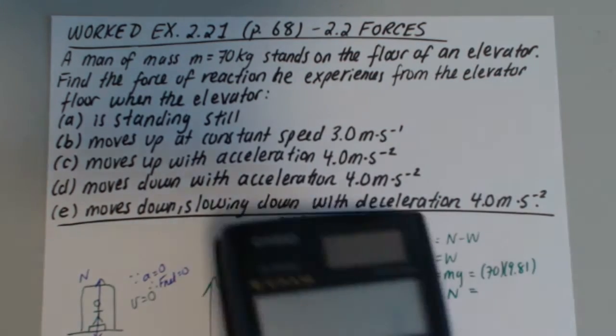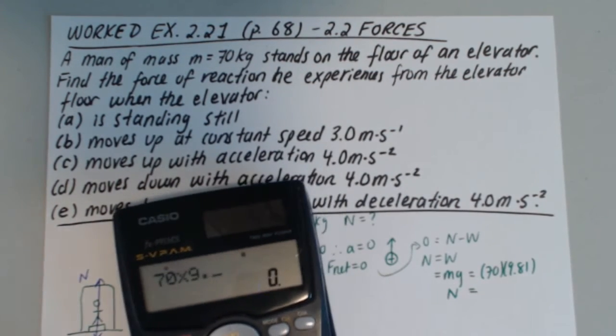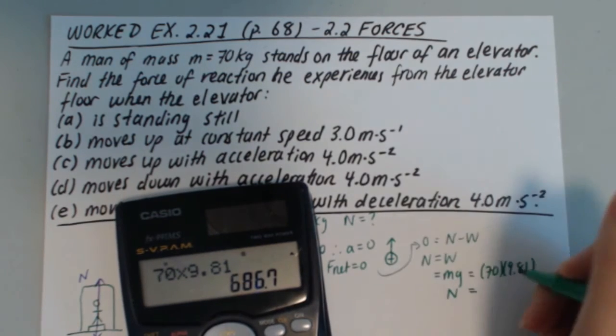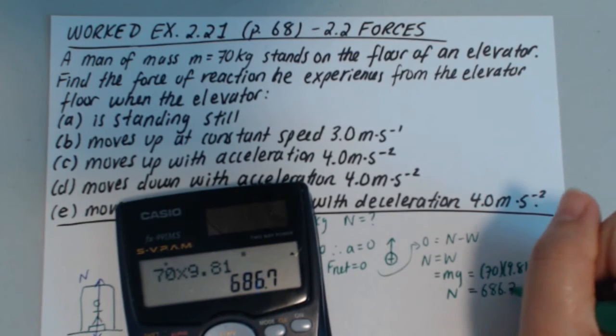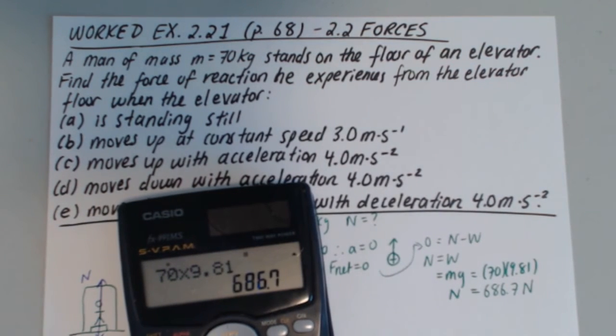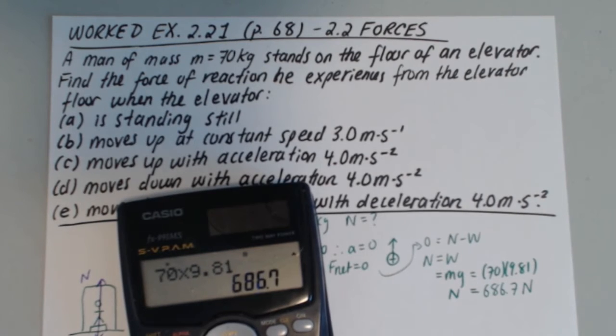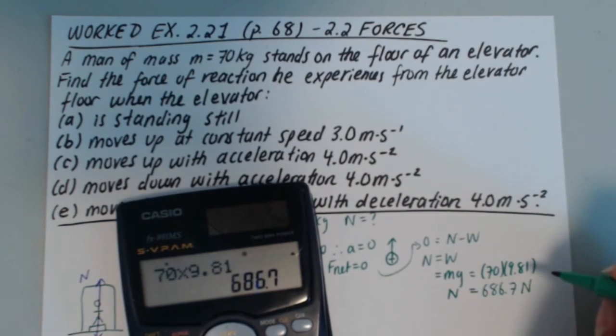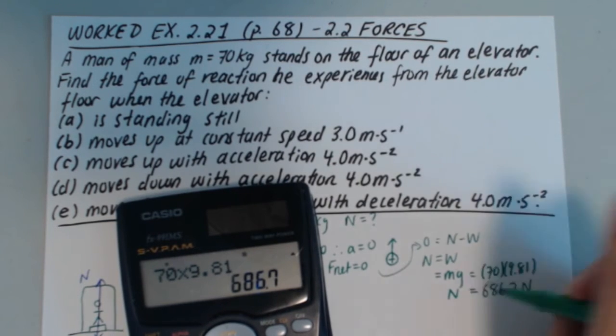So the normal force is 686.7. Now in the book, they are using g is equal to 10. I want to use the real value of g here, just so it's more in line with what you're going to see in the homework and what you see in the lessons. So that's why the number might be rounded a bit differently. Well, that and they're using sig figs for the IB students.